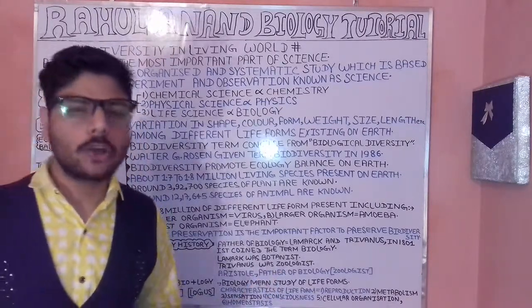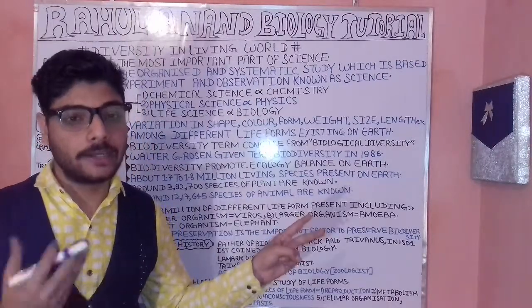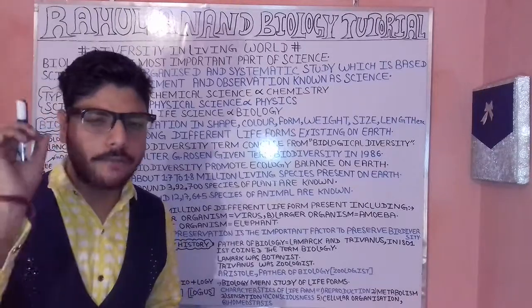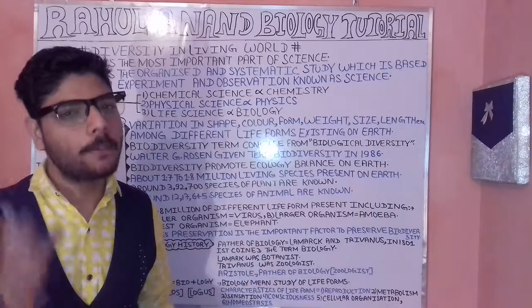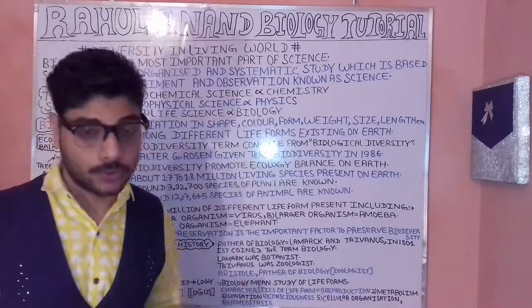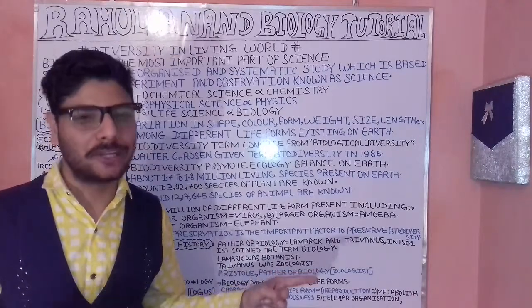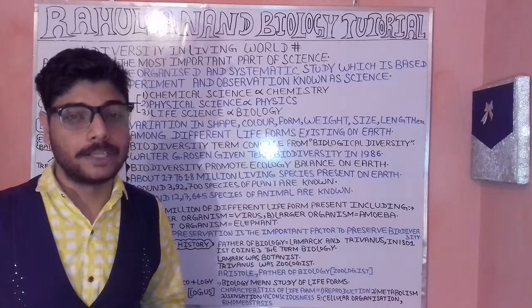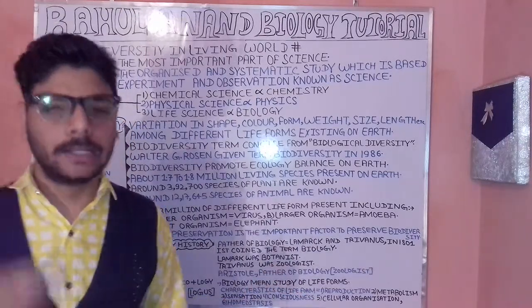After that, when we talk about the different life forms that exist on the Milky Way galaxy, which is popularly known as the Earth, we have around 1.7 to 1.8 million different types of species present on the surface of the Earth.